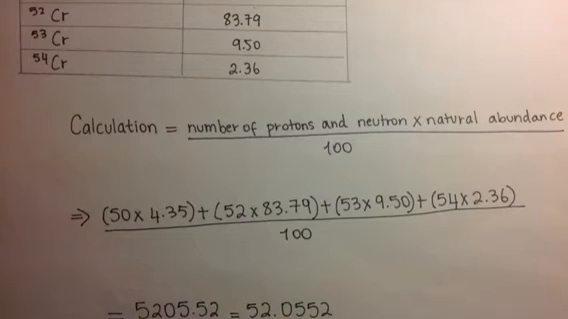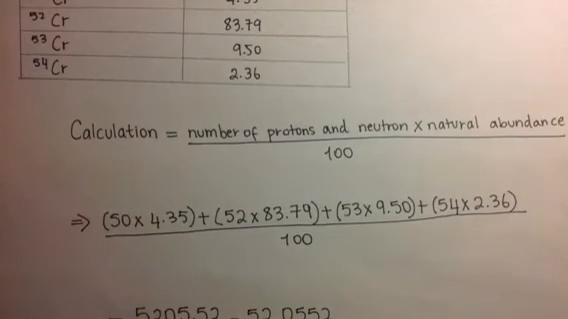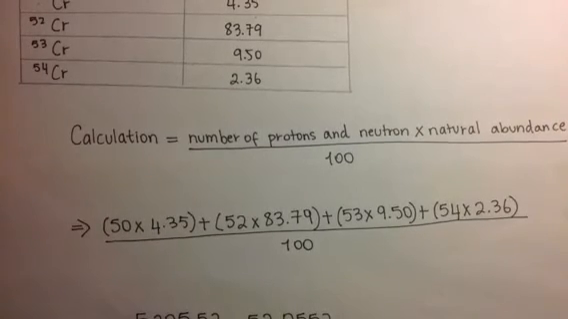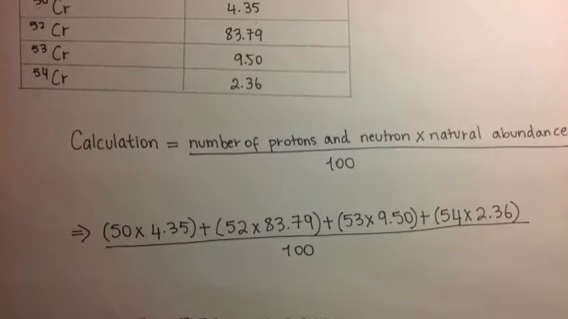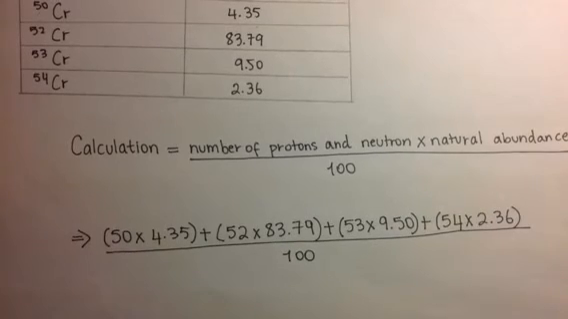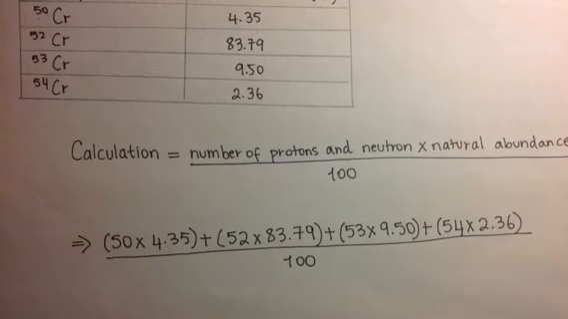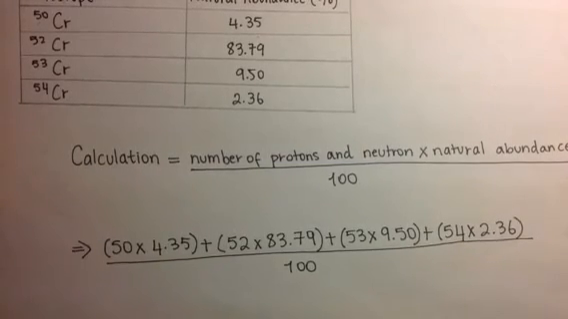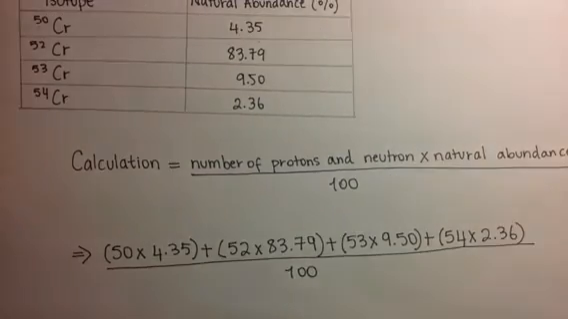I take the number of protons and neutrons, which is 50, in the first row and multiply it with 4.35, which is the natural abundance. Then I do the same thing for each row and get the sum of them. At the end, I divide them by 100 to find the relative atomic mass. We can also say that relative atomic mass is in comparison to the carbon-12 scale, and that the carbon-12 scale is used in relation to measuring the mass on a mass spectrometer.